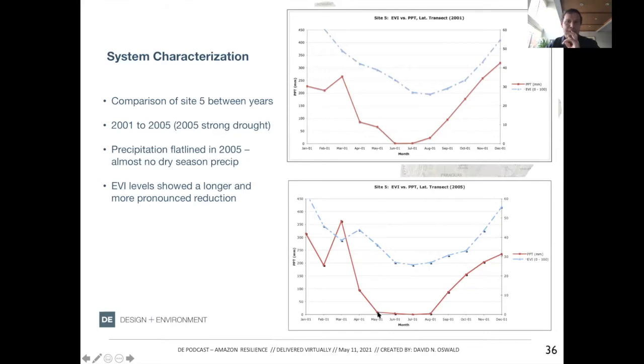So in the bottom one here, you can see in May, like even in April, it starts to go down, but May, it's way down. And then June, it's down. July, it's down. August, it's down. It's like 0 for 3 months. You have no rain, pretty much.